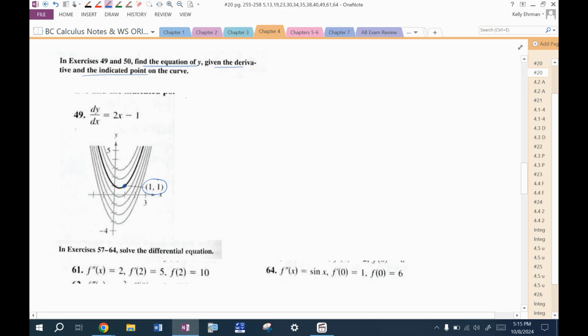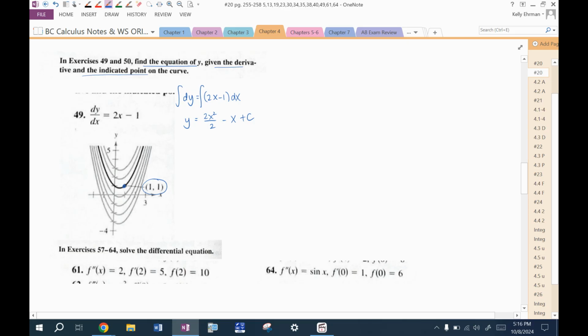So first thing I want to do is separate my variables. So make this dy equals 2x minus 1 times dx, and then I can integrate both sides. The integral of dy is y. The integral of 2x is 2x squared over 2. And the integral of minus 1 is minus x plus c.